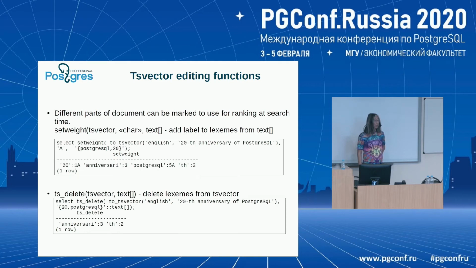So we have this function to edit TS vector, for example. You can mark, you can tag different parts of the document so that in the future you can use it to arrange it.